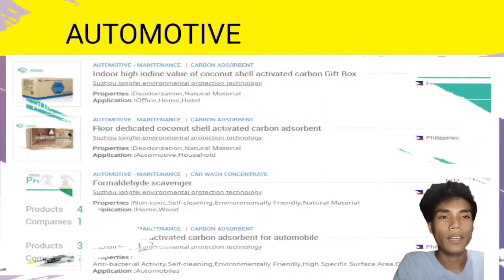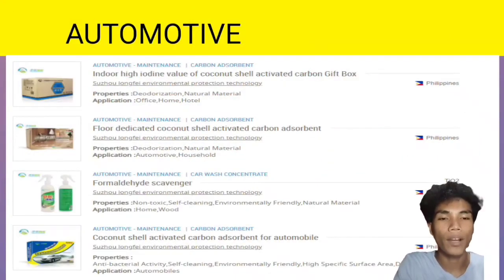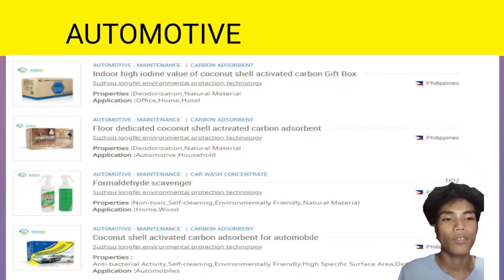The nanotechnology products in the Philippines have reached 23 products in 15 types and 6 companies. So, in the area of automotive, we have 4 products. First is the indoor high iodine value coconut shell activated carbon kit, which could be applied in office, hotel, or home. The dedicated coconut shell activated carbon absorbent is for automotive and household. Then the formaldehyde scavenger is for home and wood. Then the coconut shell carbon absorbent for automobile, so it is obviously for automobiles.